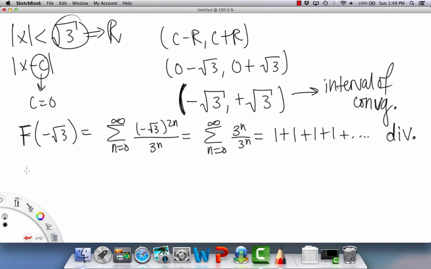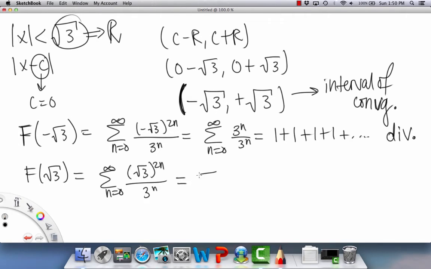And now let's try the other one. Then we have f of positive radical 3, which when we plug that in, I'll do that real quick. Okay, we plug that in for x, and then we have our 3 to the n. So this is actually going to turn out the same because we have the squared here. So it squares both the negative and the positive. So we're just going to get 3 to the n over 3 to the n, which is going to do the same thing. Oh, that is supposed to be a 1. I got carried away with the pluses there. Okay, and this is going to diverge as well.